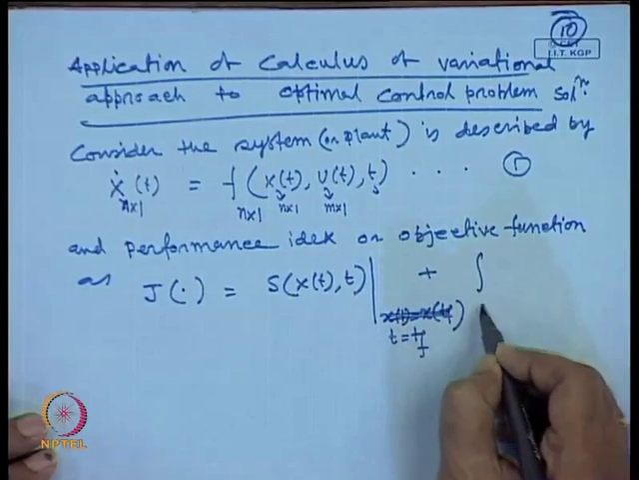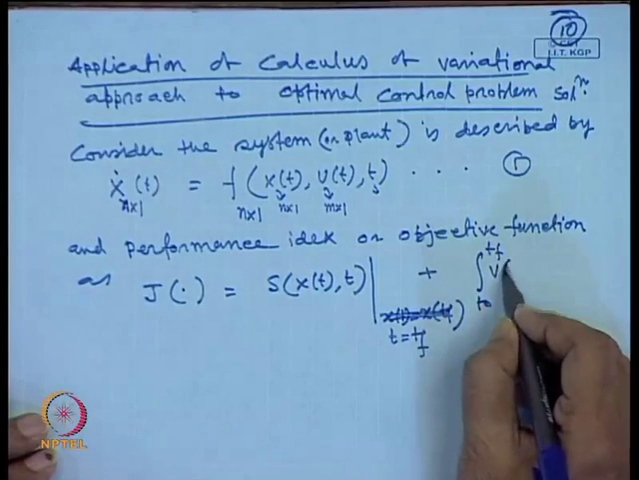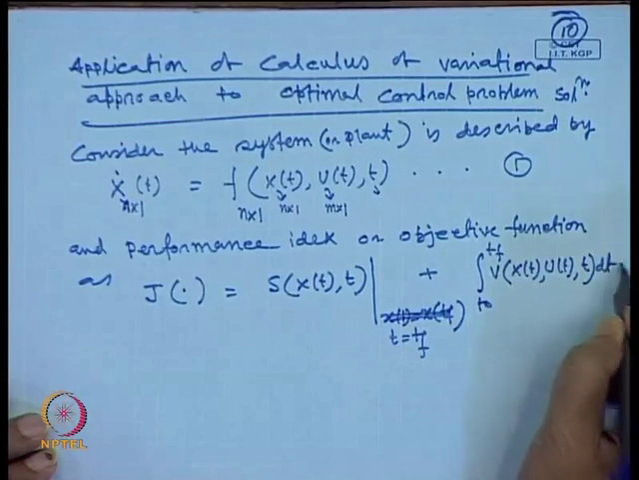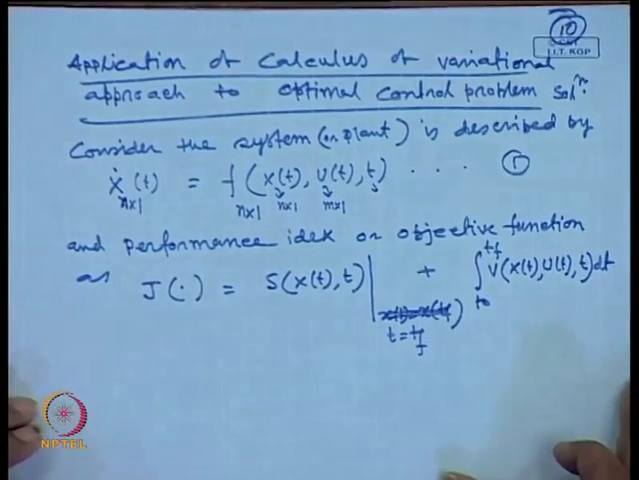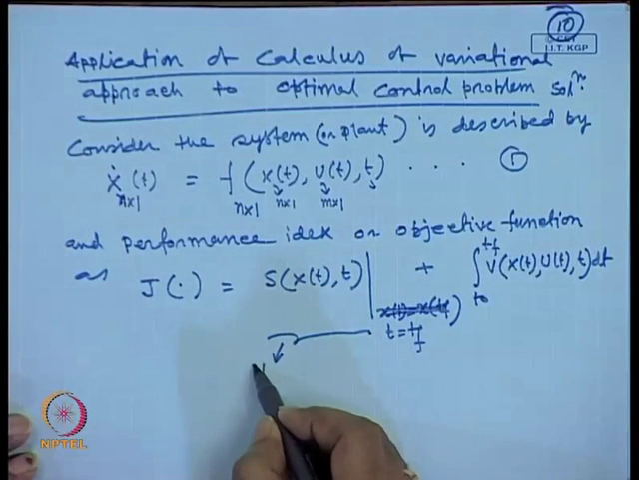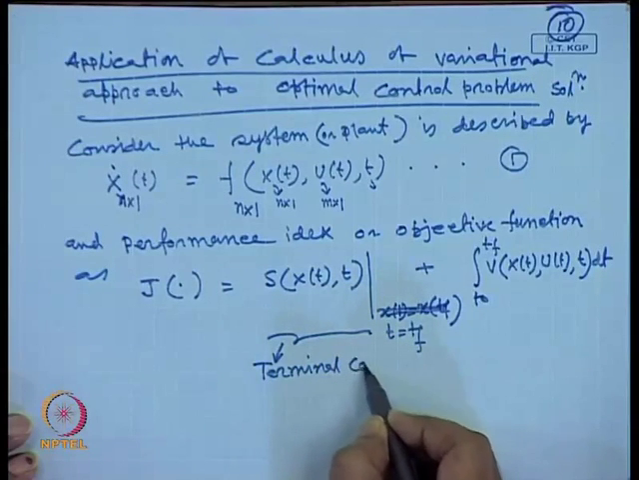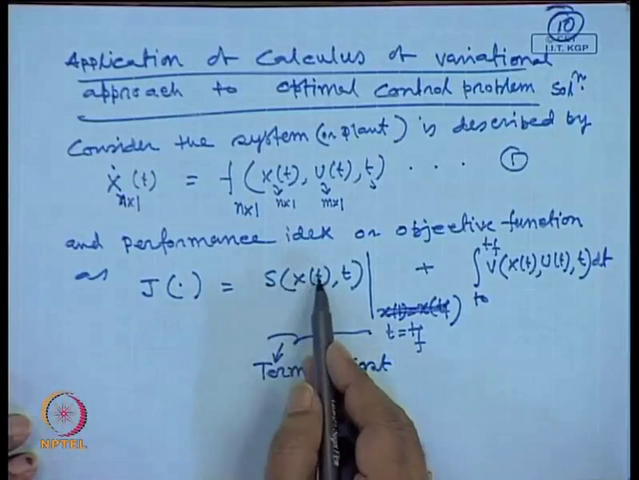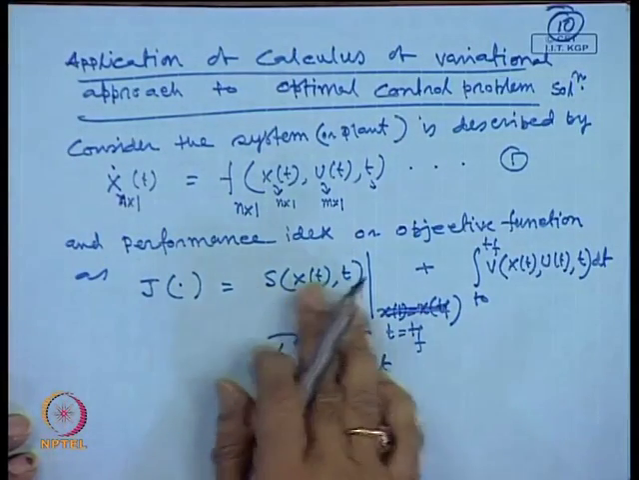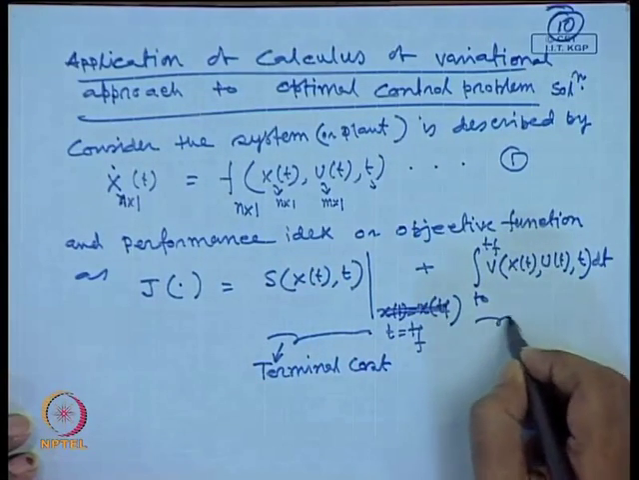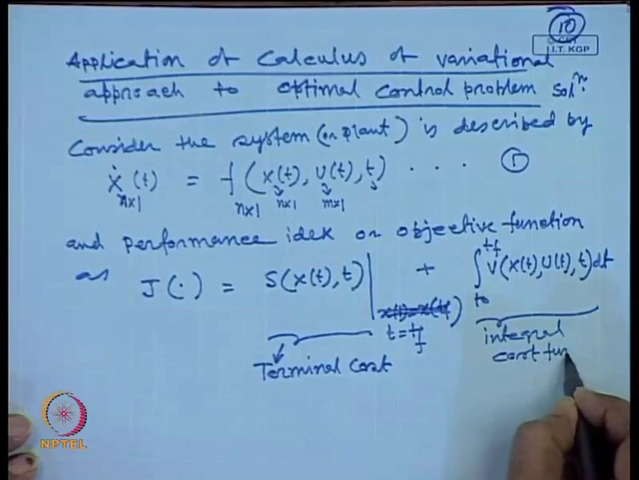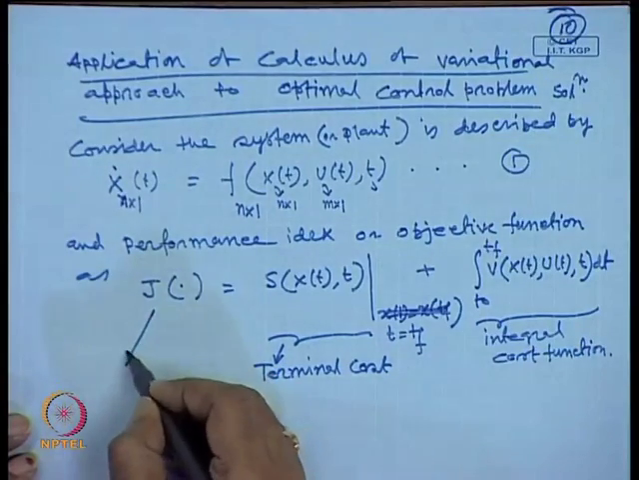And then we have the functional from t 0 to t f of V, a function of x(t), u(t) and t, dt. Agree? This is the function. The first term is called the terminal cost, and this S is a function of x(t f) and t f, which is differentiable, and that function is a continuous function. And this term is called the integral cost function. And that J is your performance index.